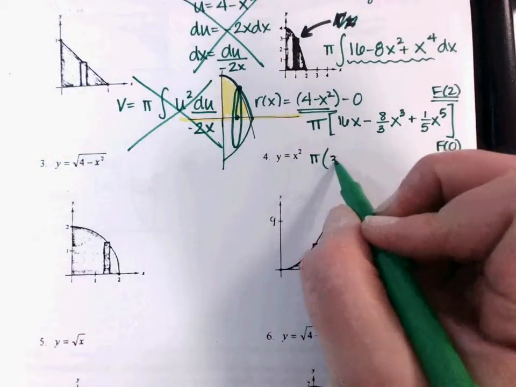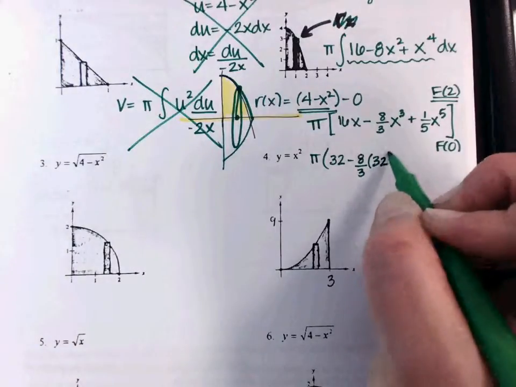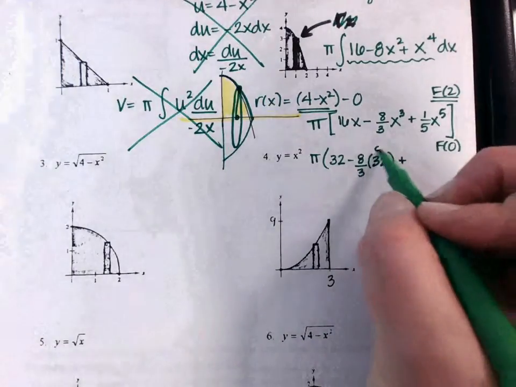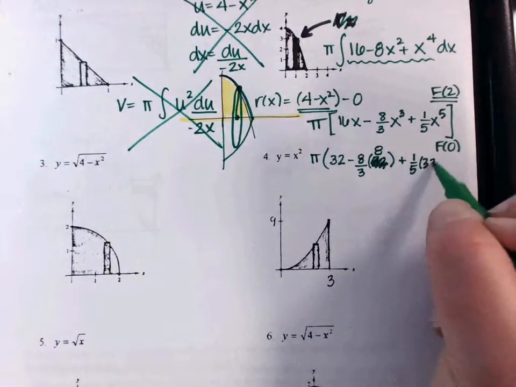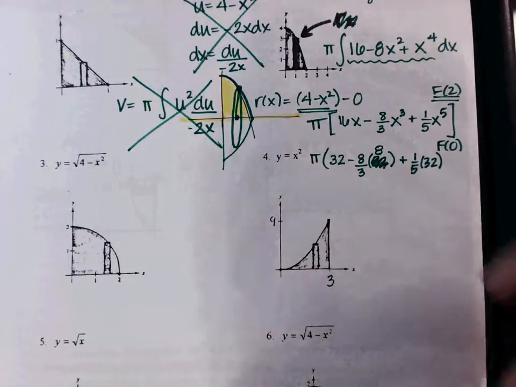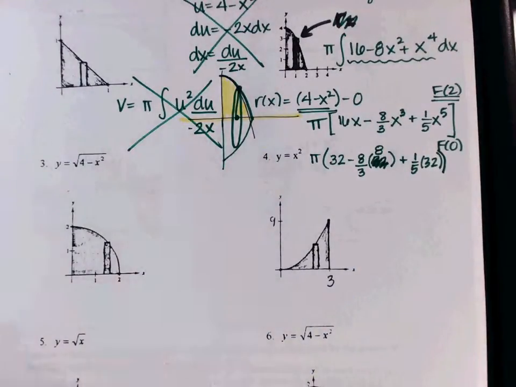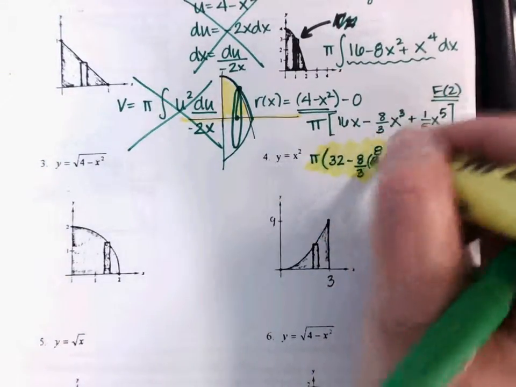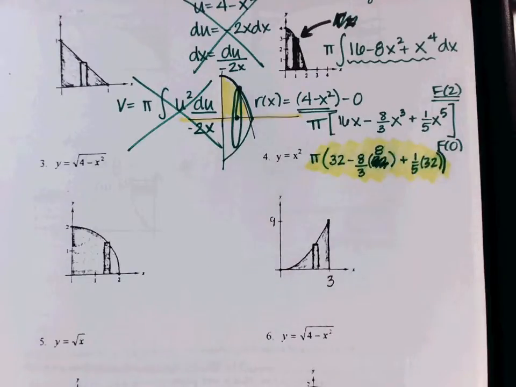So it'd be 32 minus 8/3 of 2 cubed, which is 32. Oh wait, no, 8. And then 1/5 of 32. Okay, and that would be your answer for that one. Because when I plug in 0, I end up just getting nothing, so there's no point in me writing it.